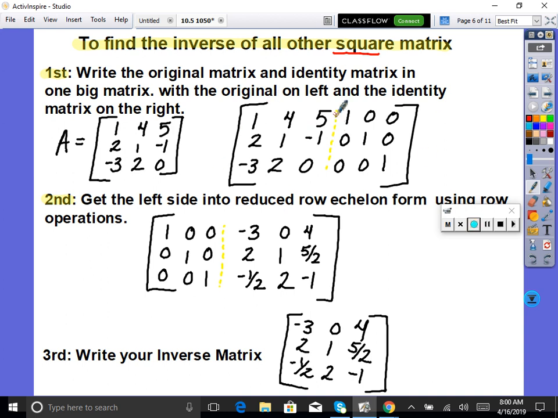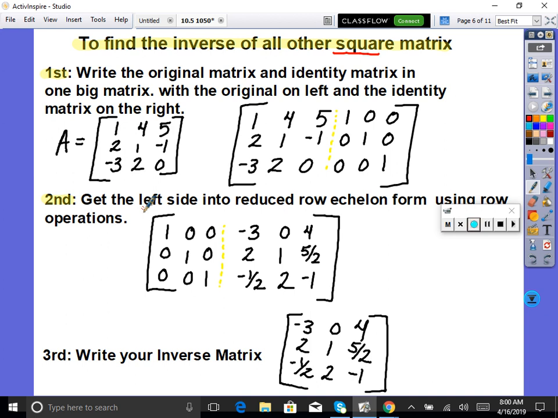Now I have put the dotted line just to separate them, but once you get really good at it, you probably won't really need the dotted line. You can just see that there's the square, there's the square. It's a square matrix, remember? So you can know that this is your original matrix. Here's the identity matrix.